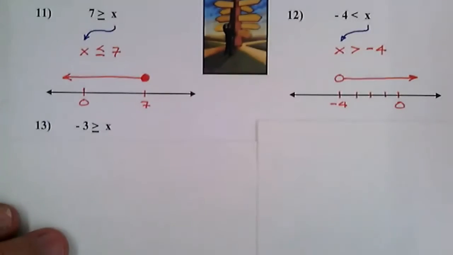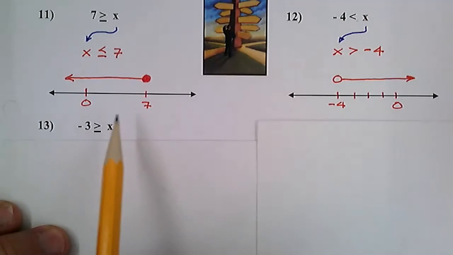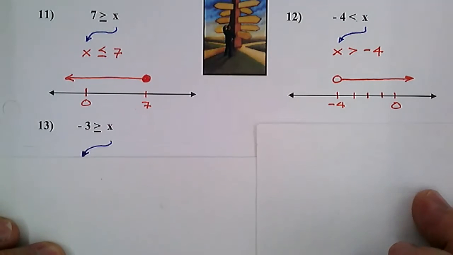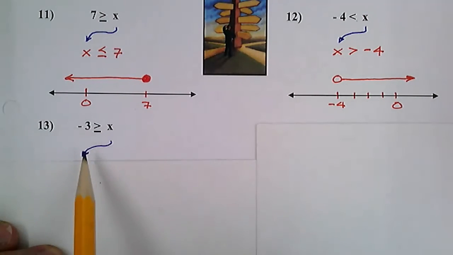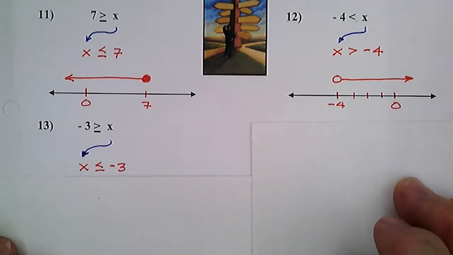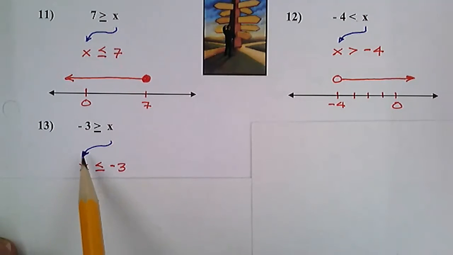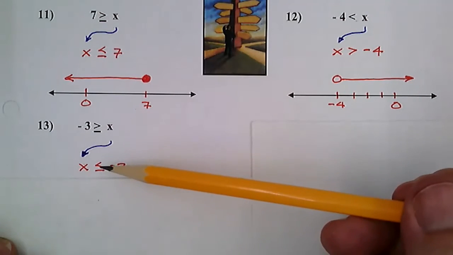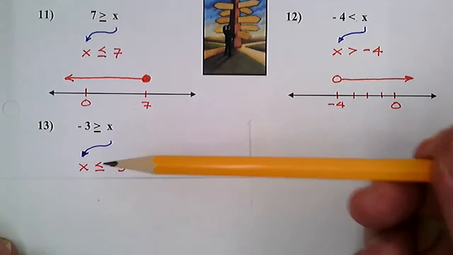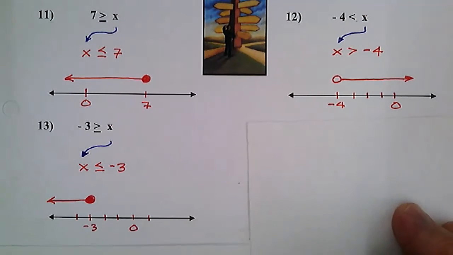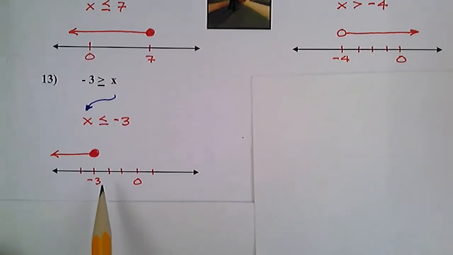Number 13. All right, the variable is not where it's supposed to be. This is on the wrong side, so we need to change it. And when I change it, I need to recognize that, hey, my street sign is pointing the wrong way. It's a trick. So I need to flip this, and I need to flip my street sign. So my street sign is now going the direction it's supposed to go, and that's supposed to go to the left. So I'm going to go down to -3. I'm going to shade this in, and I'm going to draw my arrow to the left.